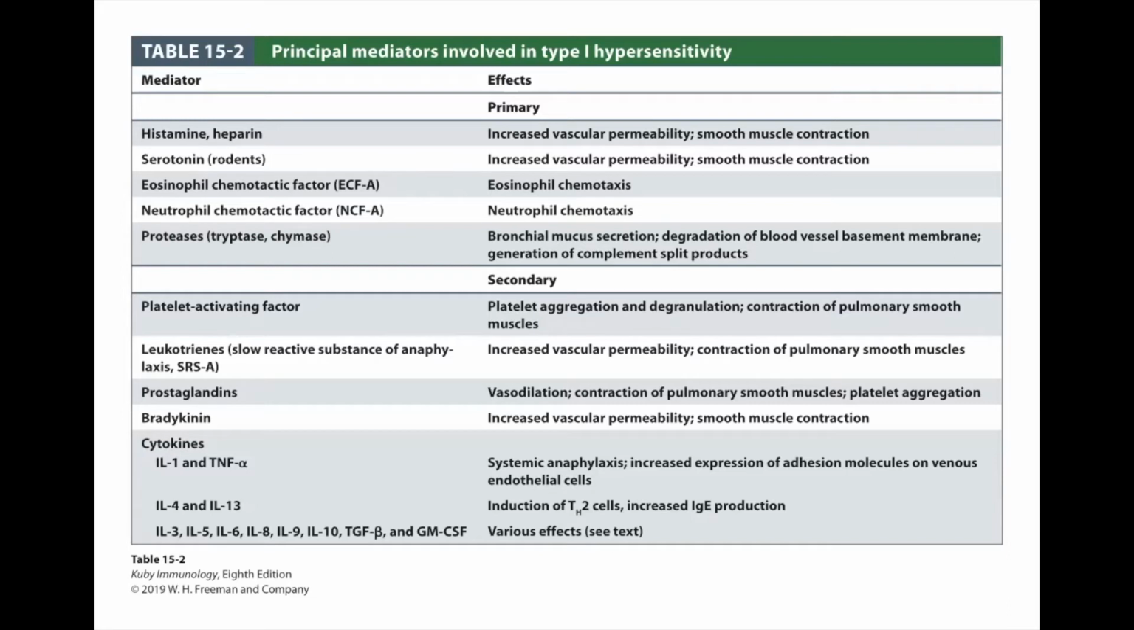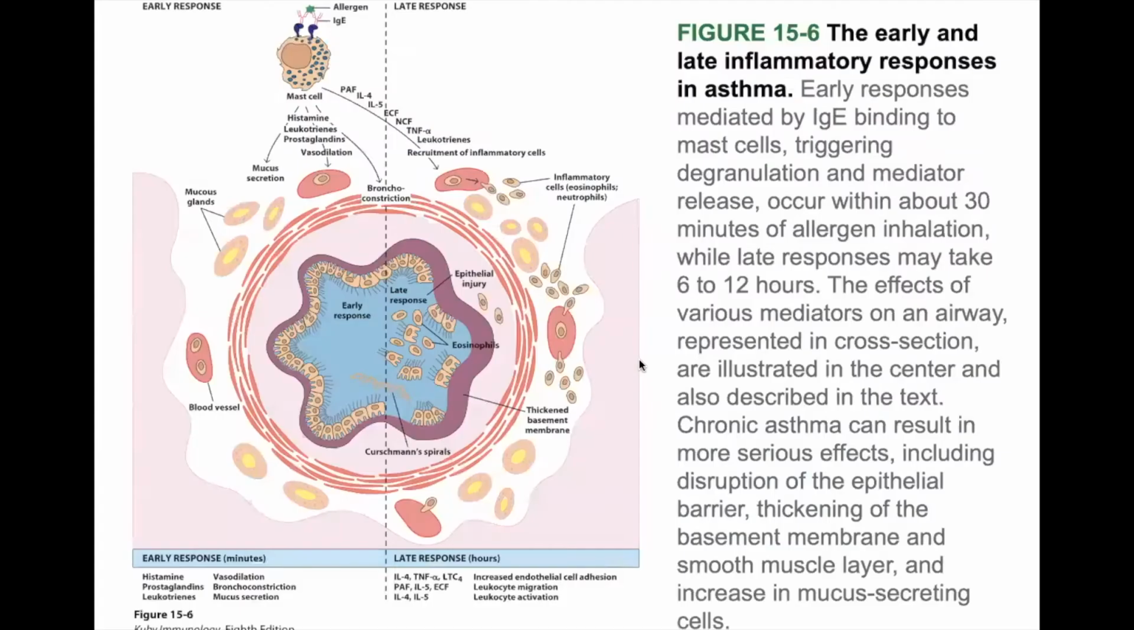We also have other factors like platelet activating factors, prostaglandins, and bradykinins, and these all help with permeability. And then we also have cytokines. And again, cytokines are going to help to recruit in additional cells. And again, the idea is you're trying to clear the allergen out to get rid of it. But the runny nose and all those other side effects are part of the downfall of that. When we look at an allergic reaction, we can break it into 2 responses.